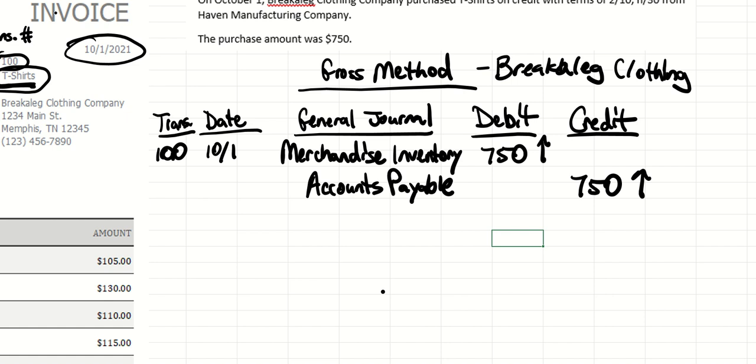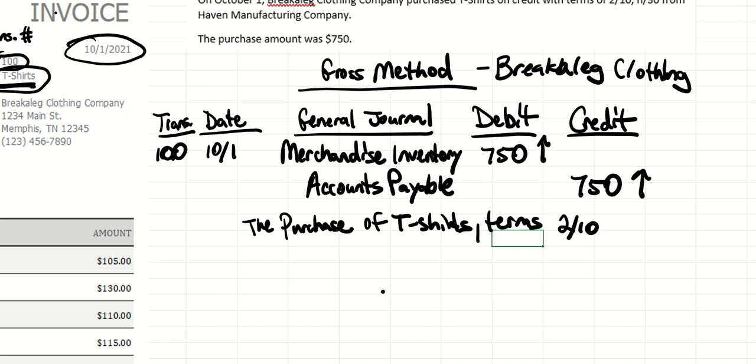All right, so this is the purchase of t-shirts with terms 2/10 net 30. Okay, so this is when using the gross amount.